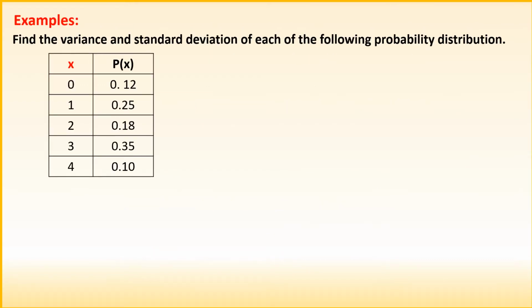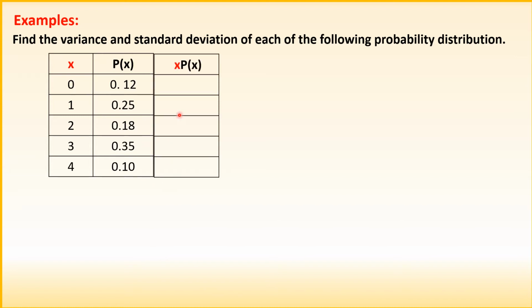So, let us apply now the formula for the variance and standard deviation. Given dito ang table and outcomes, 0, 1, 2, 3, and 4. Then, sa probability of outcome x, we have here 0.12, 0.25, 0.18, 0.35, and 0.10. Then, yung next table natin ay product ng dalawa. So, let us multiply yung outcome and probability of outcome x.